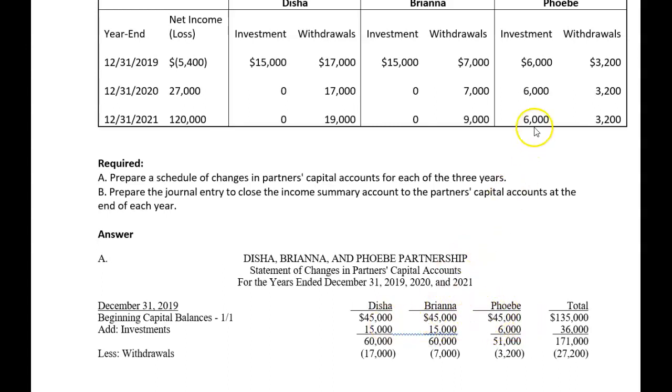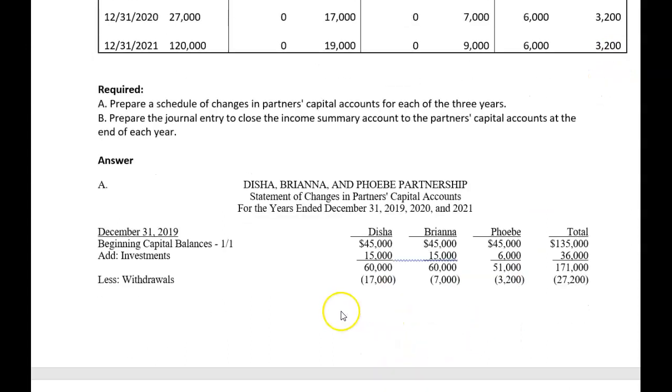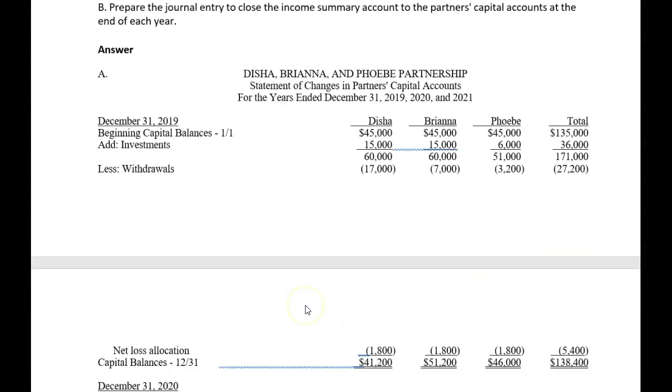And then based on the information we have up here, there were investments of 15, 15, and 6. So 15, 15, and 6. Now it's 60, 60, and 51. Then we reflect the withdrawals right here, 17, 7, 32. Right, so that brings us to the point where we have a loss to allocate, and in the information given, the losses are allocated evenly.